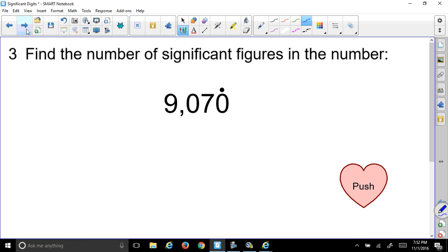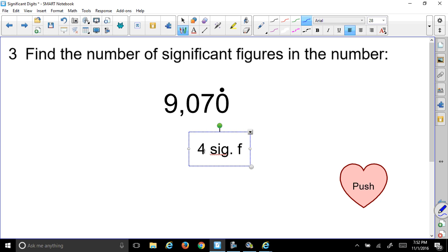Check your understanding. Here's one. Find the number of significant figures in the number 9,070, and there's a decimal point over the 0 at the end. Well, I remember it's an integer, but there's a point at the end. And I remember the last rule says if there's a point over the 0 at the end, then that makes it significant. So I'm tempted to say 4. So let's drag that 4 over here. So 4 significant figures, digits. So 4 sig figs.